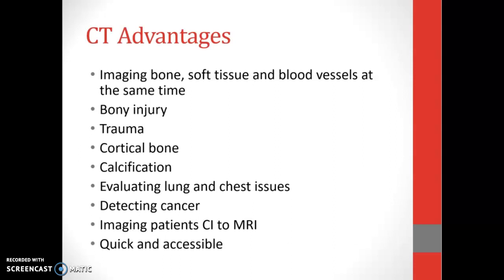So the advantages of the CT: it looks at imaging bone, soft tissue and blood vessels all at the same time. It can be useful for looking for bony injuries post-trauma, looking at the quality of cortical bone, looking for any calcification, for anything that we're suspecting in terms of lung or chest problems, detecting cancers or metastases, or imaging patients that are contraindicated to MRI, so those that potentially have metal implants or shrapnel, or potentially pieces of metal within the orbit. It's also quick and it's accessible.